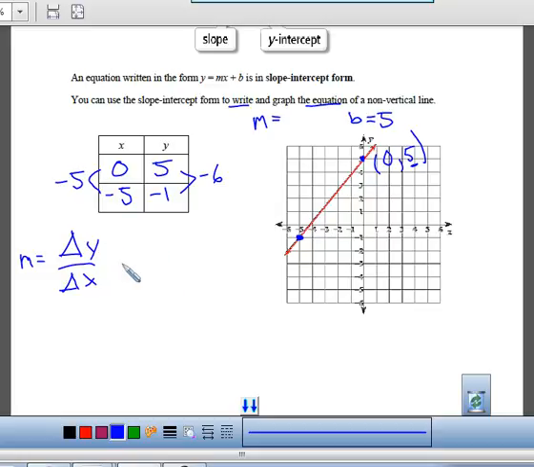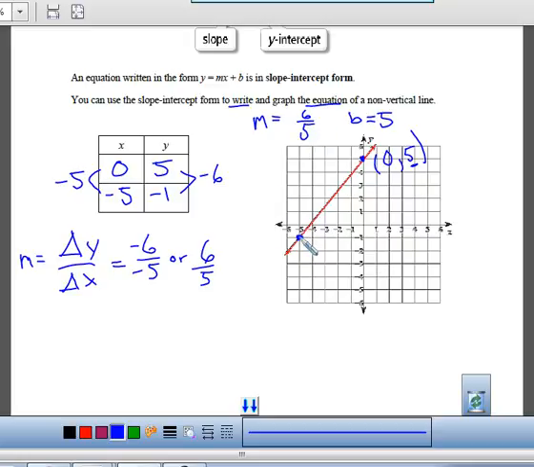Now, I hope some of you realize what I did. I actually put the points in here backwards because I wanted you to see it doesn't matter. If we had started with (-5, -1), and then (0, 5), we would have had a positive over a positive. This time we have a negative over a negative, but the two negatives are going to make this a positive slope, 6 over 5. Remember, a negative divided by a negative is positive. Okay, so we have our m now, 6 over 5.